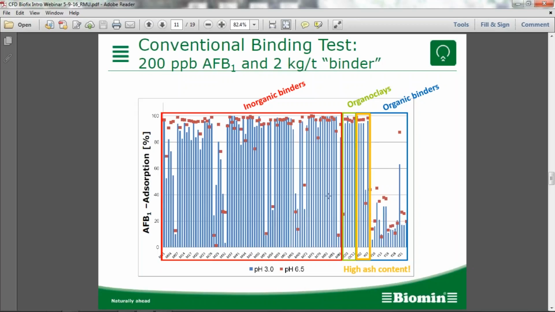I also want to point out, so in this red box, these would be inorganic binders, so the clay and mineral products like I was talking about.